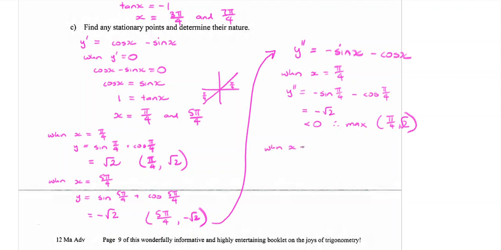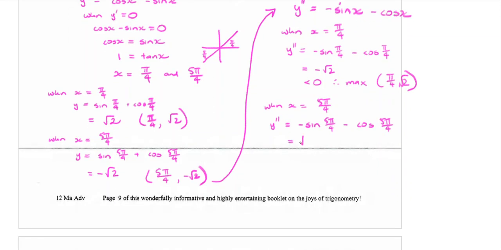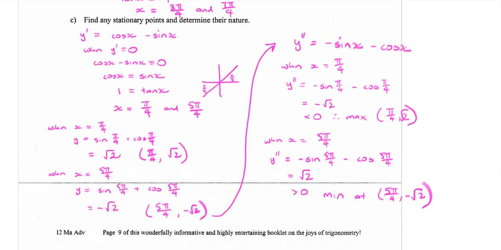So when x equals 5 pi over 4, in my second derivative I have negative sine 5 pi over 4 minus cos of 5 pi over 4. And this one makes the positive root 2. Because that is greater than 0, there is a minimum at 5 pi over 4 comma minus root 2, which is probably what you expected based on the y values that we found. Anyway, that was quite a bit to squish in there. I hope you fit that in.